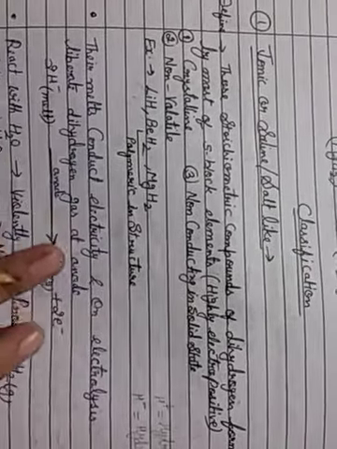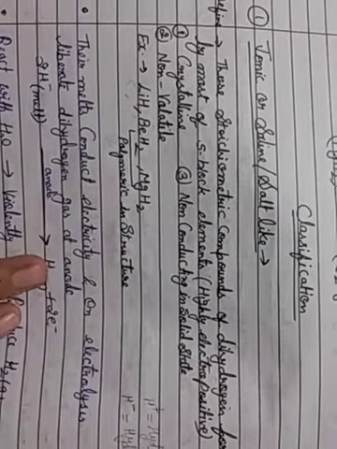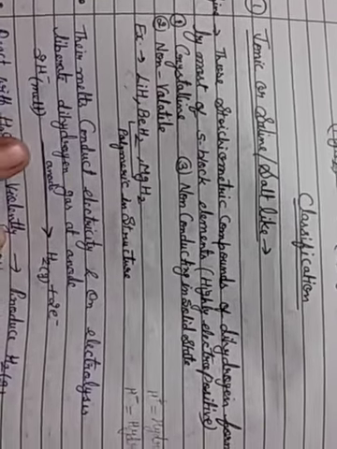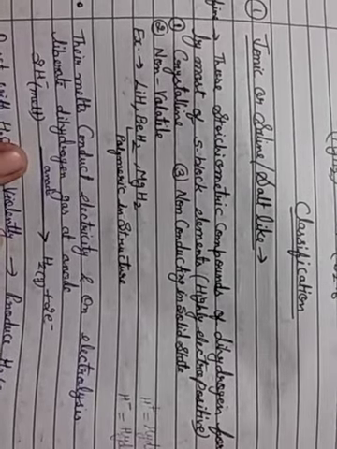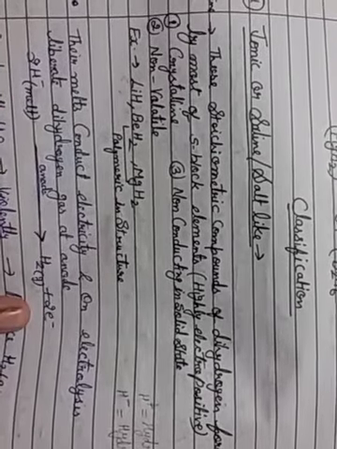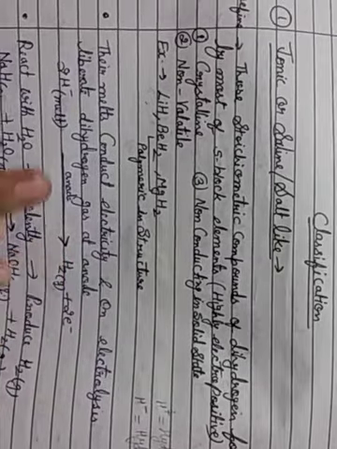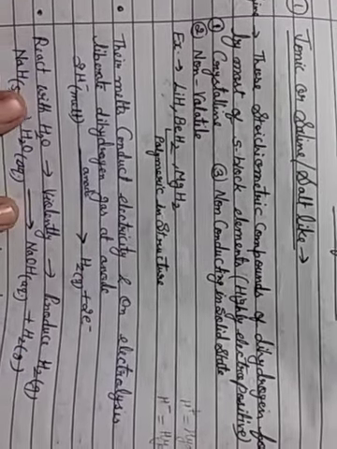Their melts conduct electricity and on electrolysis liberate dihydrogen gas at the anode. That means we have to represent electrolysis. So hydride H minus melts at the anode, removes 2 electrons, and converts into hydrogen gas. And then there is its chemical reaction.